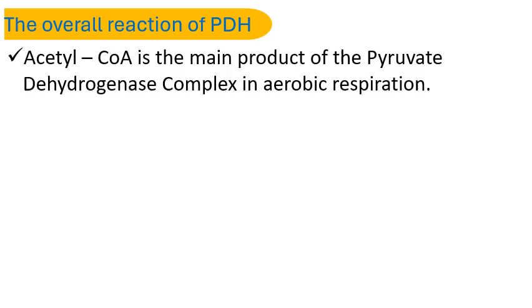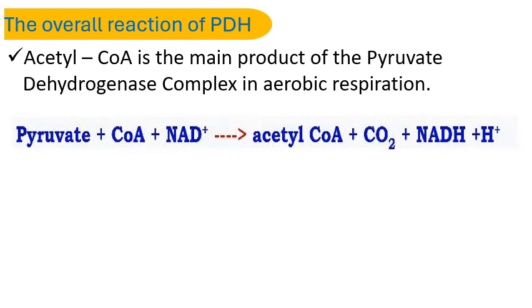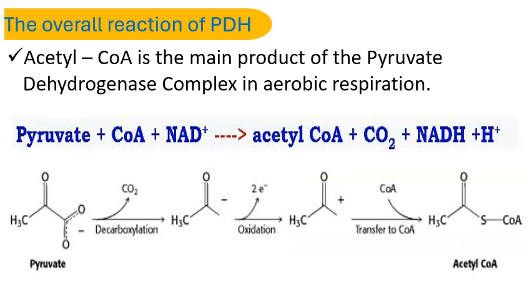So let's look at the overall reaction. In the overall reaction, acetyl-CoA is the main product of the pyruvate dehydrogenase complex in aerobic respiration. Remember, in the cytosol the reaction is anaerobic, but in the mitochondria the reaction is aerobic. So this is just the overall reaction. Pyruvate plus CoA plus NAD+ will give you acetyl-CoA plus CO2 plus NADH plus hydrogen ion.